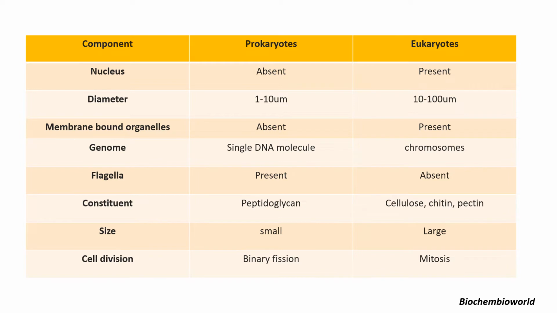Next are the membrane bound organelles. In a cell, to keep it a living cell, it has to perform a number of functions. These various functions are usually performed by the organelles. Membrane bound organelles are only present in the eukaryotes, whereas in the prokaryotes, only ribosomes are present, and these are usually not membrane bound.